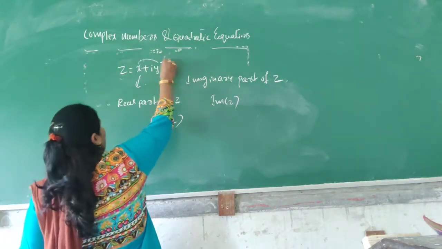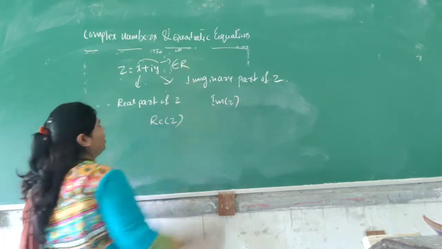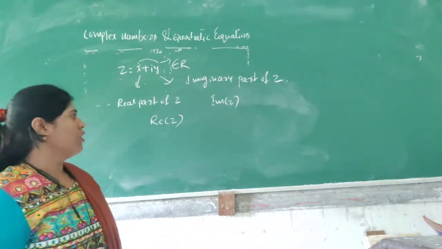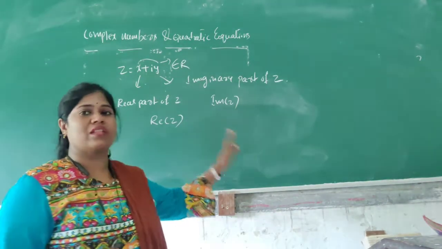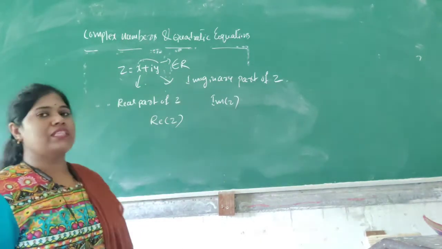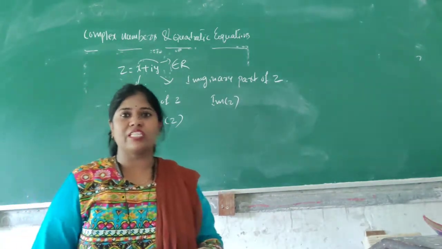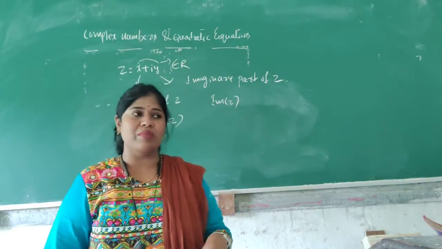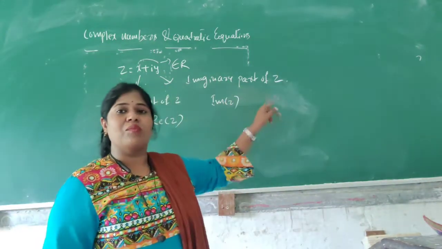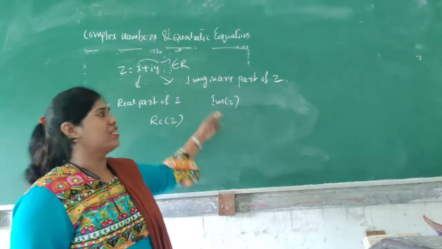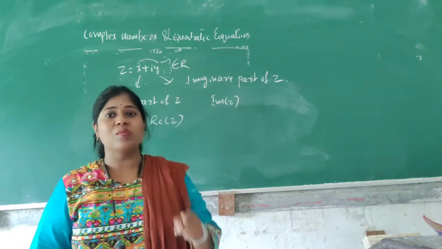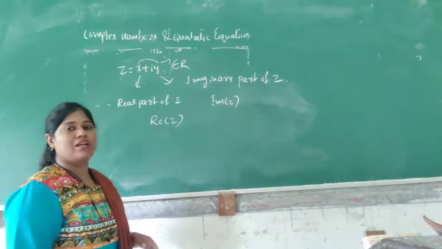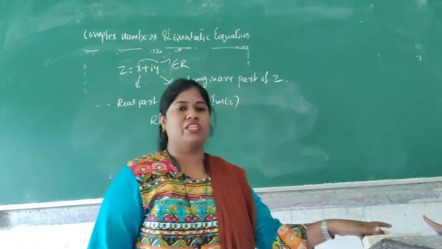Where x and y belong to the real numbers. This is the complex number definition. It should be in the form z equals x plus iy, where x and y belong to the real numbers. x is called the real part of z, and y is called the imaginary part of z.